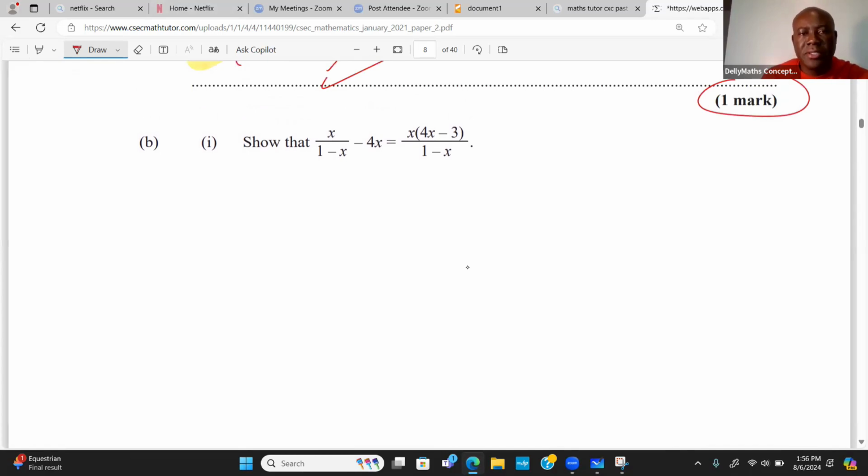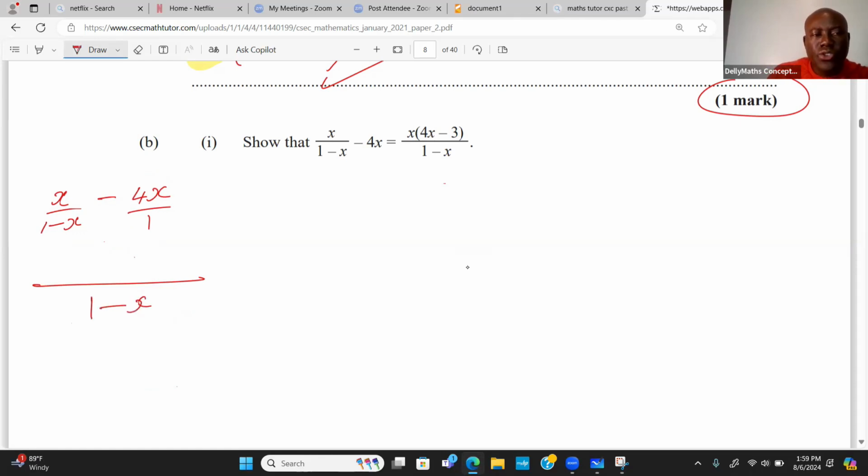This part of the question says show that x over 1 minus x, then minus 4x, is equal to, in our numerator, x into 4x minus 3 all over 1 minus x. Take my left side, which is x over 1 minus x, and then there's a minus 4x here. I'm going to put this over 1 and do a regular fraction. My LCM is 1 minus x. When 1 minus x goes into itself, it goes 1 time, so 1 times x gives us back x. Then 1 into 1 minus x gives us 1 minus x.